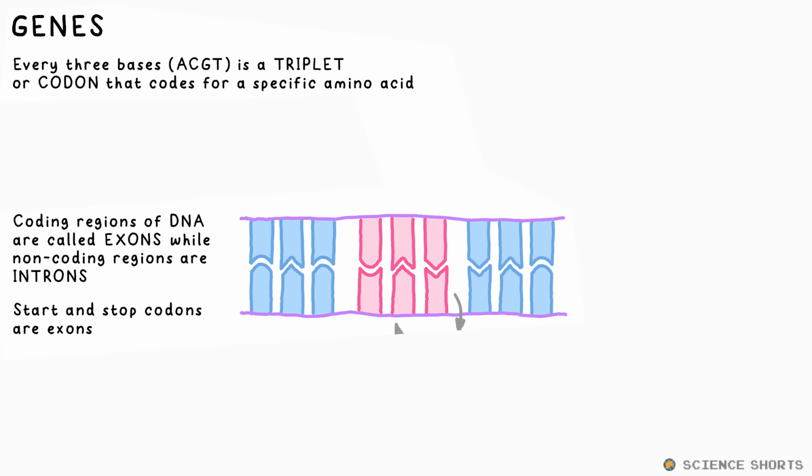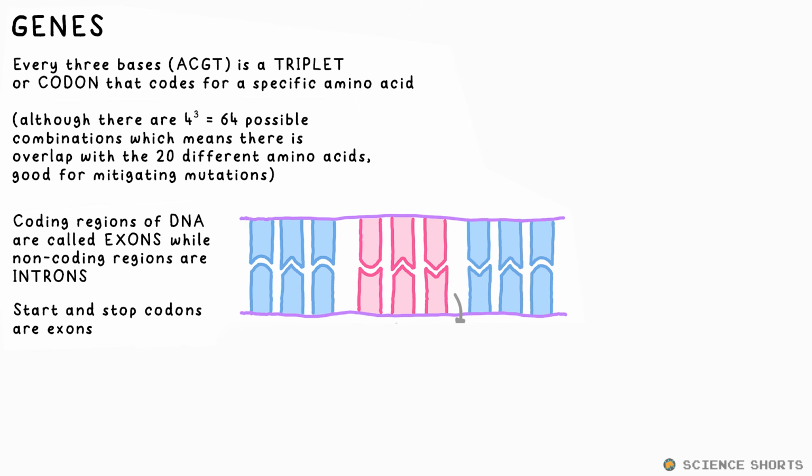Some bits of DNA don't code for amino acids. These are called introns. One use for these is separating codon regions, which are called exons. As there are 4 different bases, A, T, C, and G, there are 64 possible triplets. However, there are only 20 different amino acids. That means there's redundancy built into the system. In case mutations happen, there are backups.